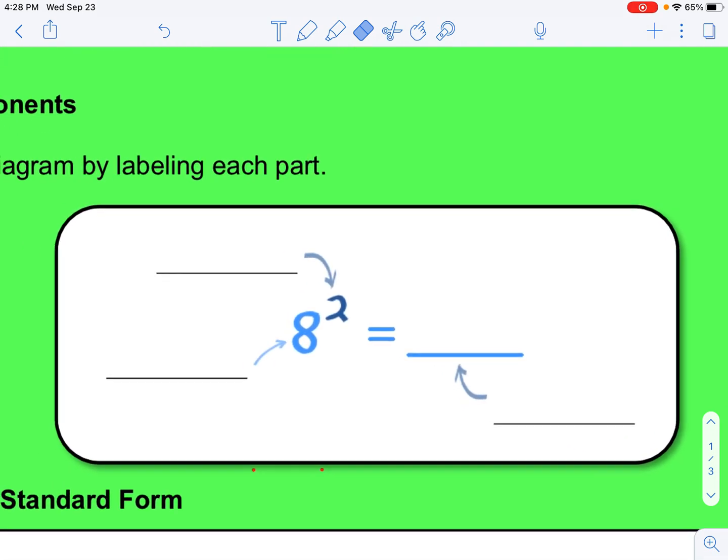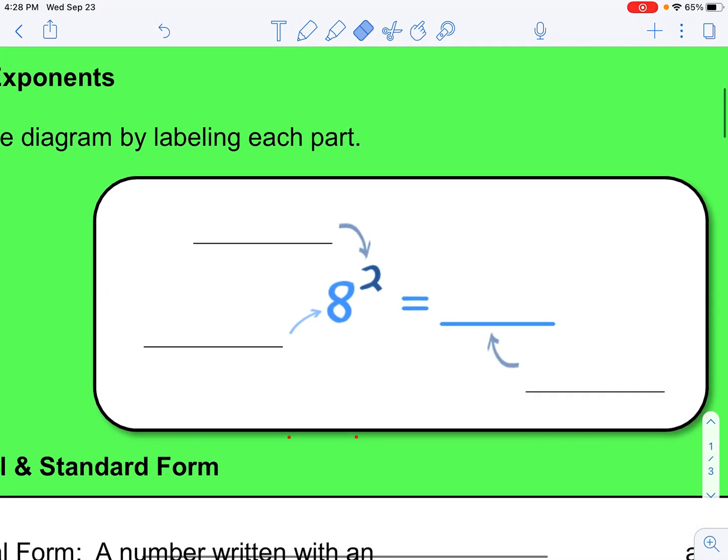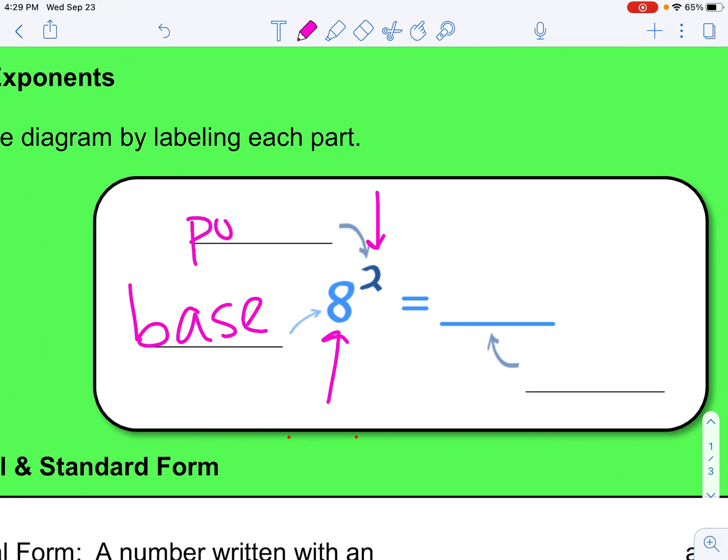When we look at this image, we are going to figure out which one is our base and which one is our power. This 8 right here is called our base. It's the number that is being multiplied. This 2 right here is called our power or our exponent. Either one works.